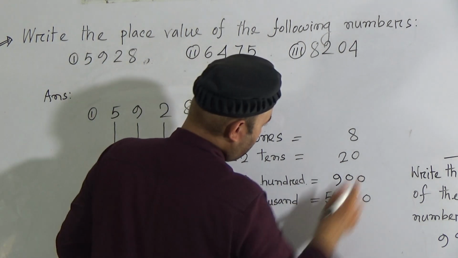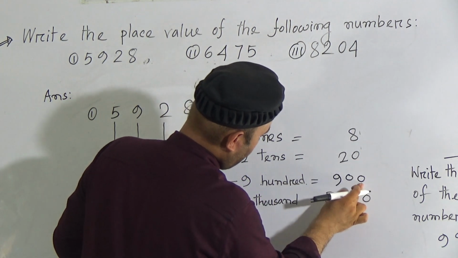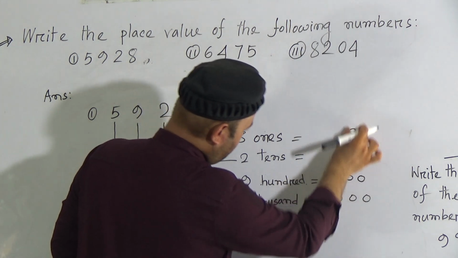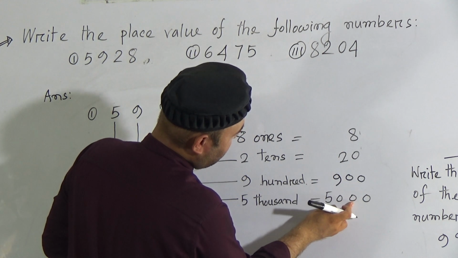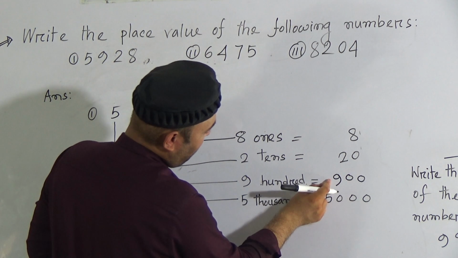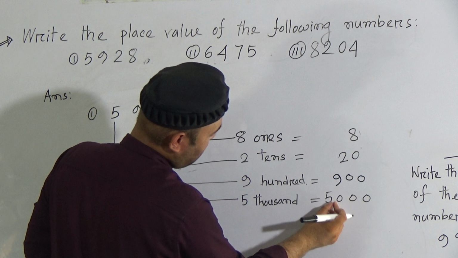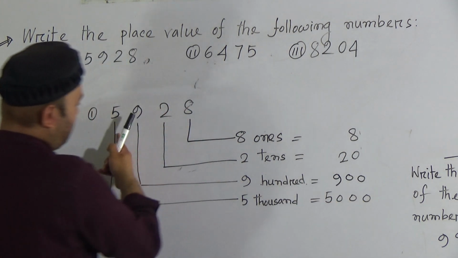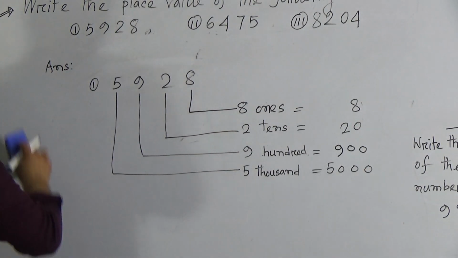My dear students, you have to mention these lines: 8 is ones place, 0 is ones place, and here 0 also ones place. So you have to mention these lines. Then here 2 is tens place, here 0 is tens place, here 0 is also tens place. So you have to also mention these tens place numbers. Here 9 and 0 is hundred place. So you have to mention these hundred place numbers, and 5 is thousand place numbers. So first one is 5,928.